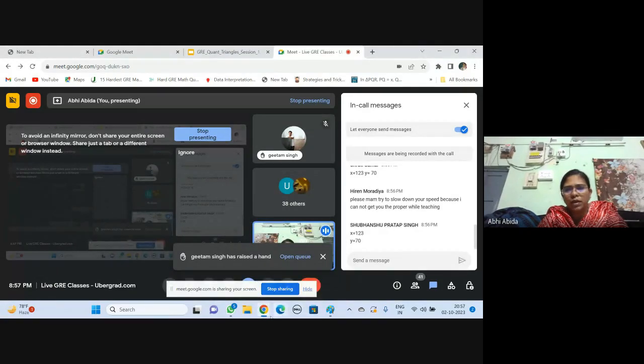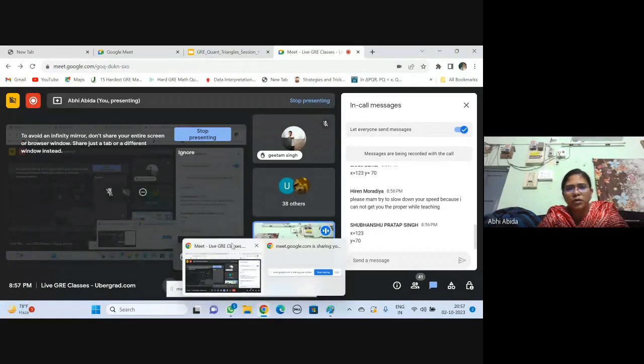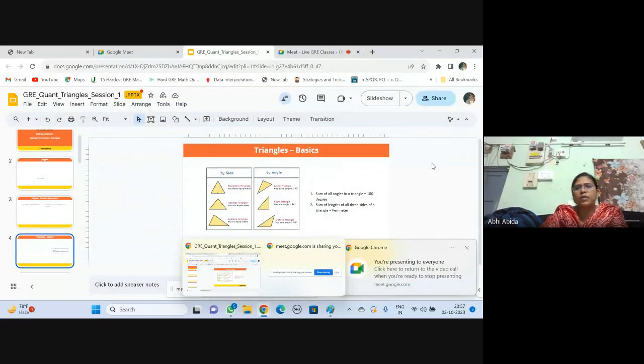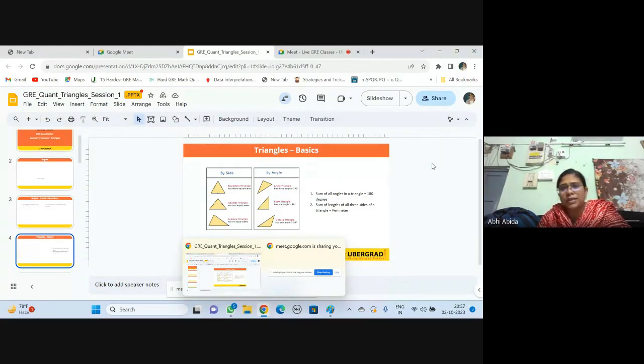So second concept here will be the properties of triangle. So you can see this on the screen. So basic properties of a triangle. The first thing of the triangle is nothing but the sum of all angles in a triangle is equals to 180 degrees. That is a common thing. We all know that, right? So the basic thing about the properties of a triangle: the sum of all angles in a triangle will be equals to 180 degrees.